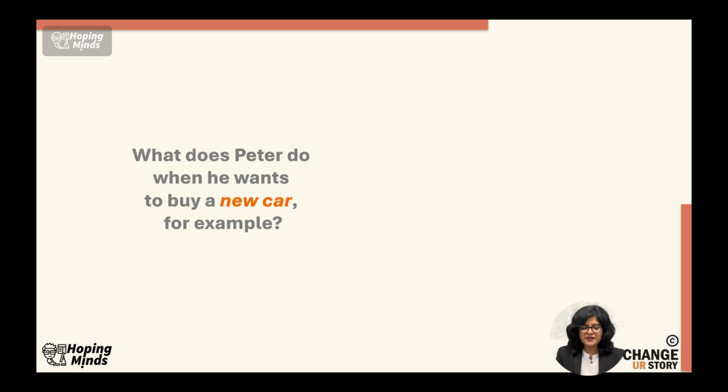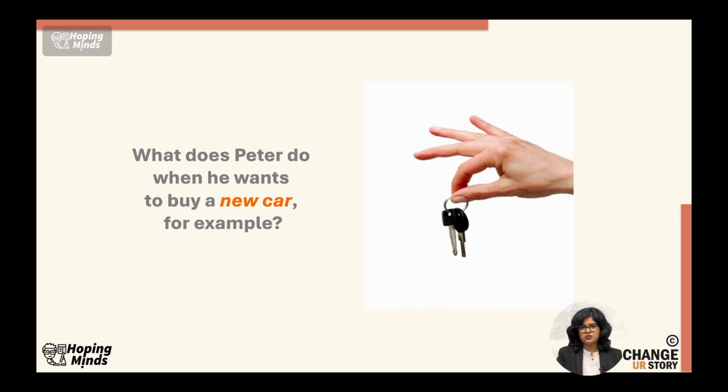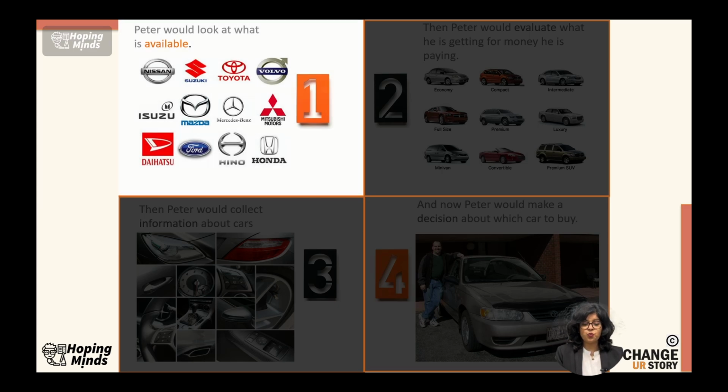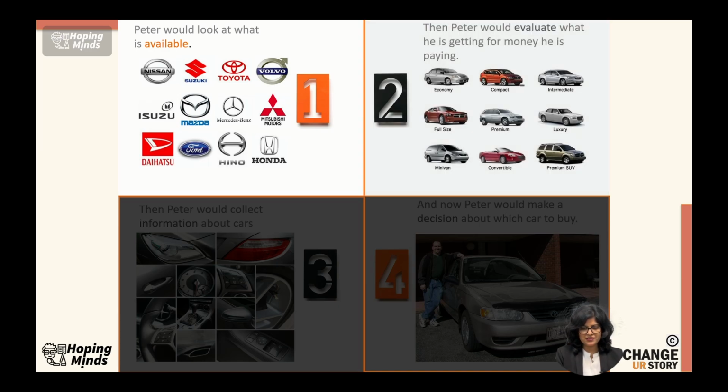Let us see. What does Peter do when he wants to buy a new car? Let's look at this as an example. Peter goes to the market, he wants to buy a new car. Stage 1, Peter would look at what is available: Mitsubishi, Honda, Ford, Toyota, Suzuki, Nissan, Volvo. What are the options? What does the market offer? And then what happens? Peter would evaluate what he is getting for the money he is paying, isn't it? That's what we all do when we have to buy anything.